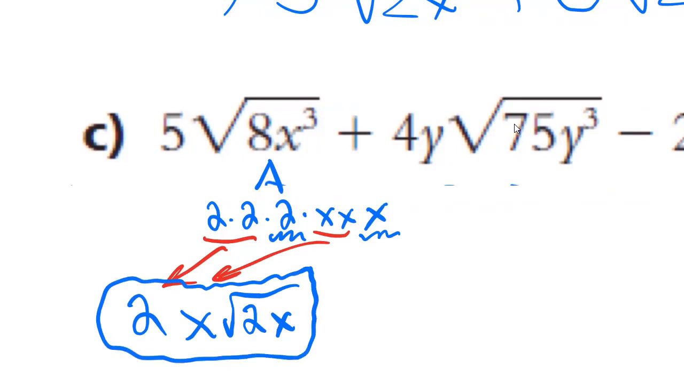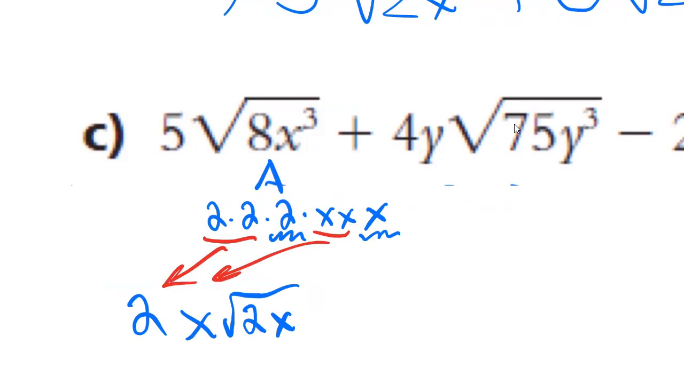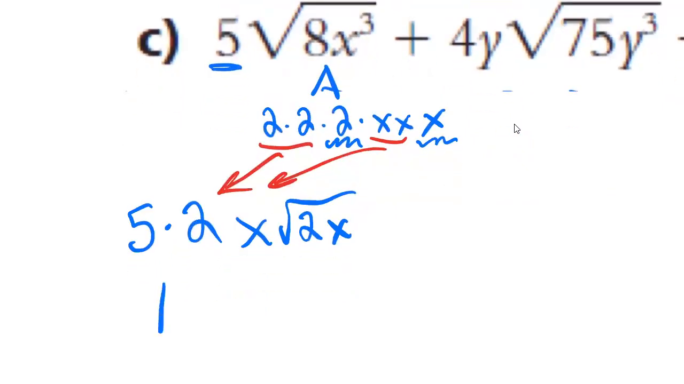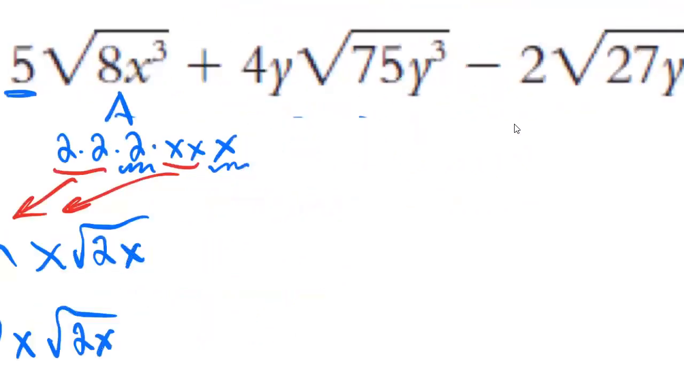Hold on. My bad. I forgot this. Don't forget that 5 was out there too. So I got to multiply that. So this is 10x square root 2x. There's my first term. Same for my second term.